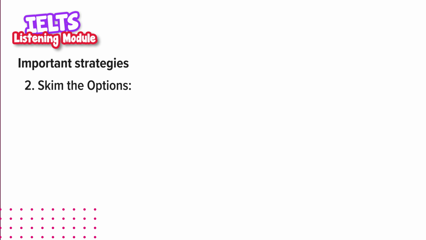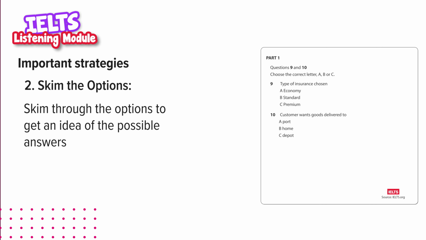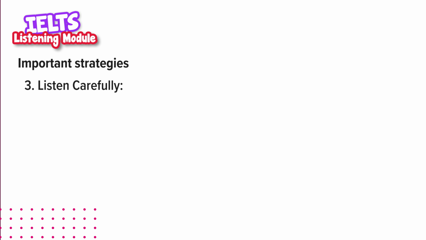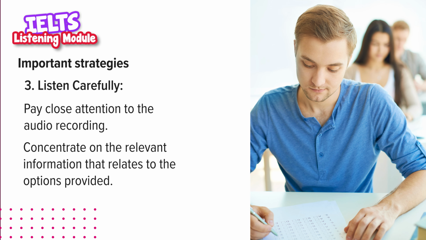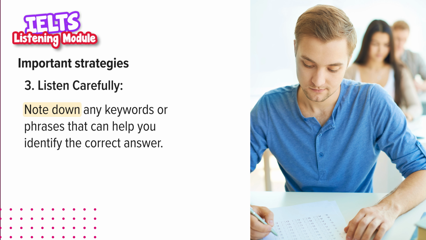Number 2. Skim the options. Skim through the options to get an idea of the possible answers. This will help you stay focused during the listening task and eliminate any options that are obviously incorrect. Number 3. Listen carefully. Pay close attention to the audio recording. Concentrate on the relevant information that relates to the options provided. Note down any keywords or phrases that can help you identify the correct answer.